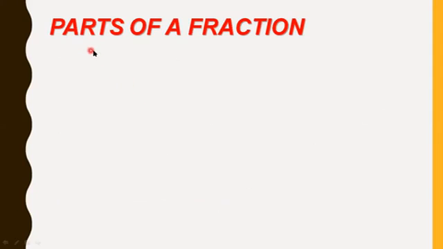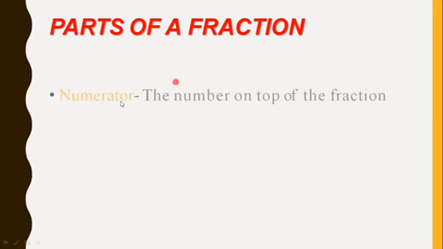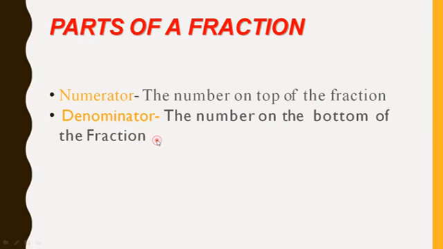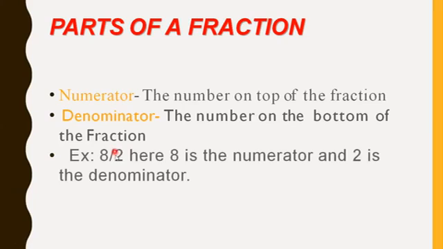So now first we will see parts of a fraction. So first, what do you mean by fraction? In a fraction there are numerator and denominator. Numerator is the number on top of the fraction. Denominator is the number on the bottom of the fraction. Example, 8 by 2. Here 8 is the numerator and 2 is the denominator.